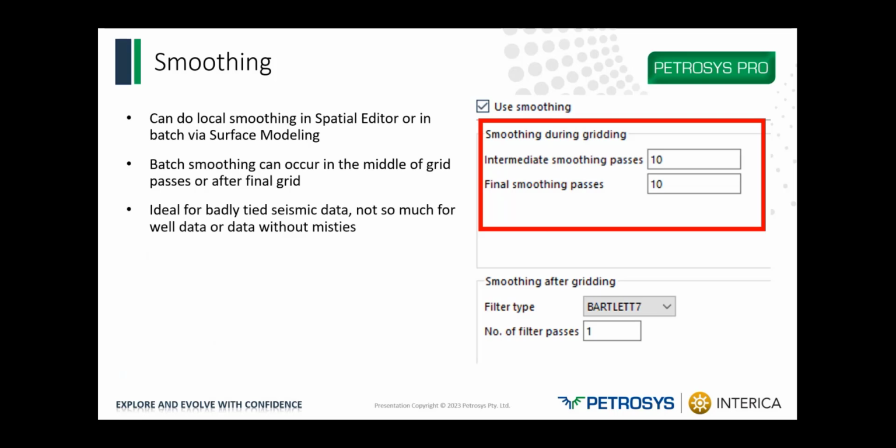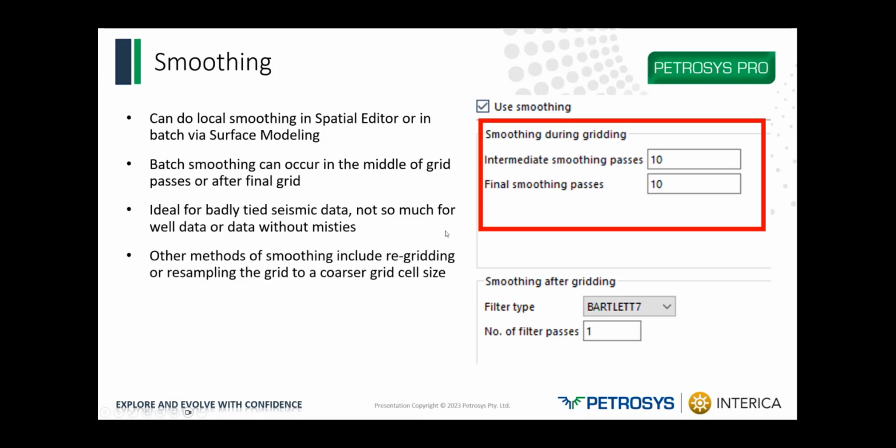Smoothing is something I would consider ideal for maybe badly tied seismic data, not so much for data where you have great control, such as well data, or data without significant misties. Usually I would recommend one smoothing pass, regardless of what type of data you're working with, just to clean it up a little bit. But if there are good controls, then you probably don't need heavy smoothing in that map.